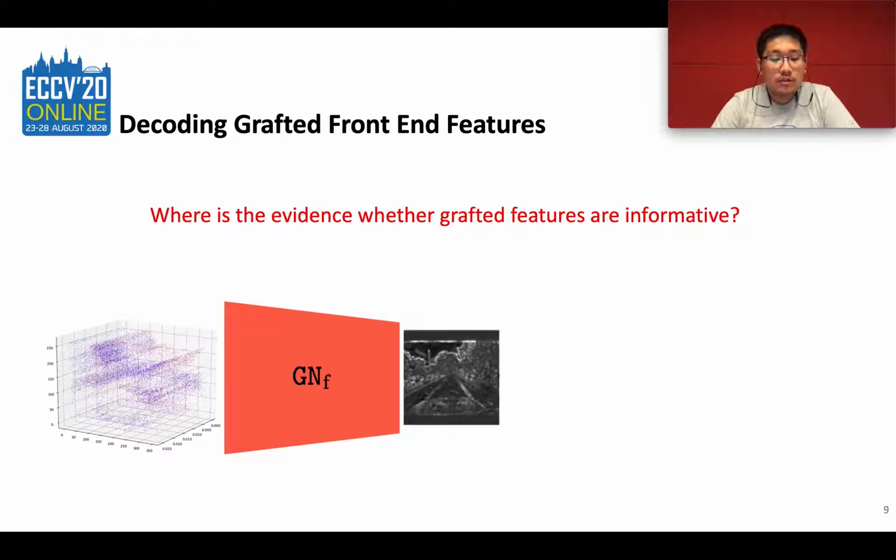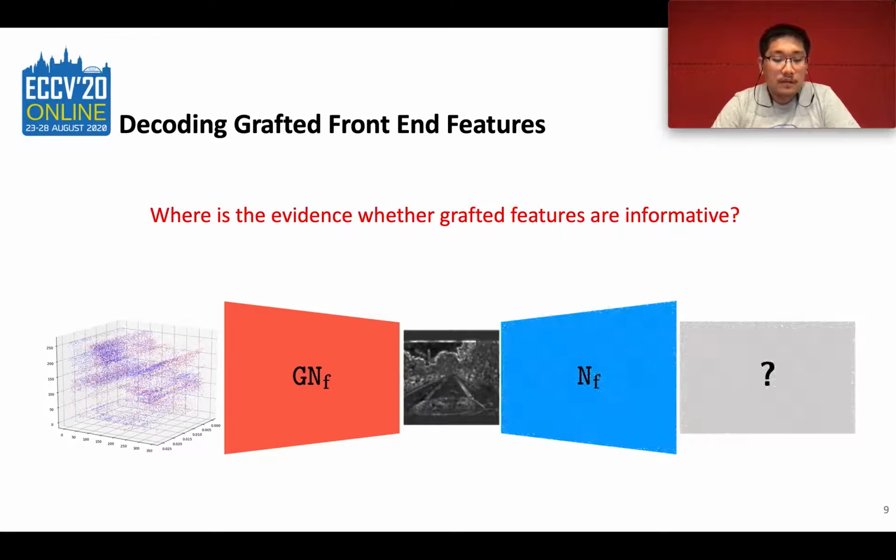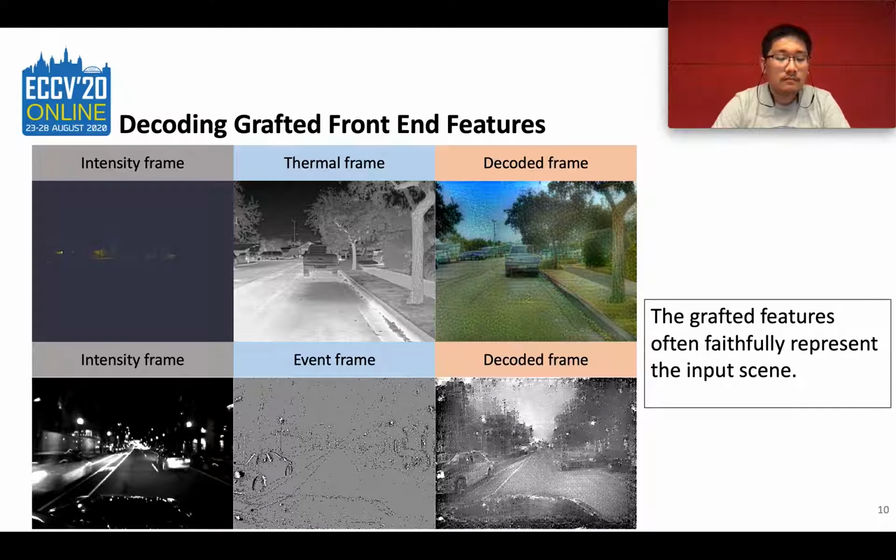We have shown the use of NGA for detection. We would like to understand the question, where is the evidence whether grafted features are informative? To answer this question, we first extract the grafted front-end features. Then, we optimize a randomly initialized image using the pre-trained front end. The optimization target is to find a decoded frame that closely represents the grafted features.